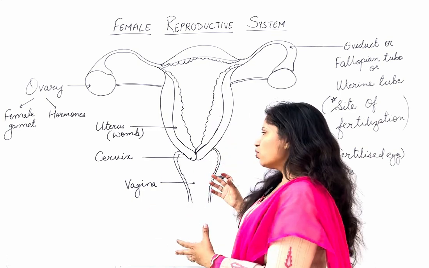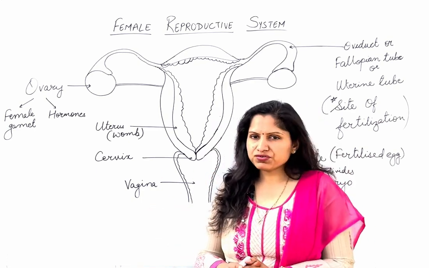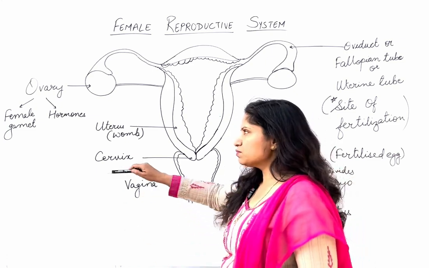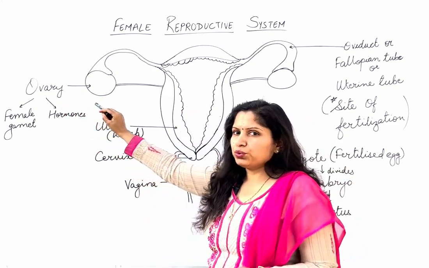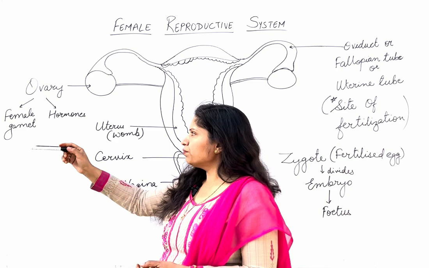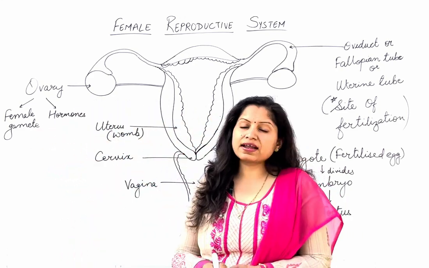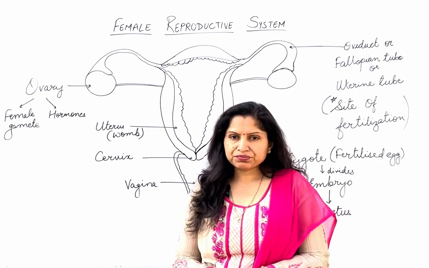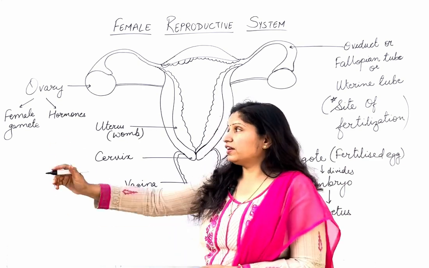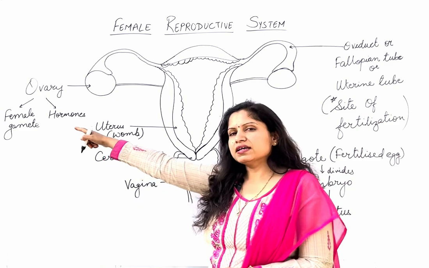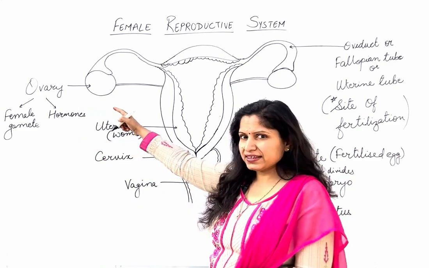Okay, so that is all about the female reproductive system. Quickly we are going to revise once more. The ovary is a site where the female gamete will be formed, as well as it will also produce some hormones, that is estrogen and progesterone. These hormones are important for the development of the female gamete as well as for the regulation of menstrual cycle.